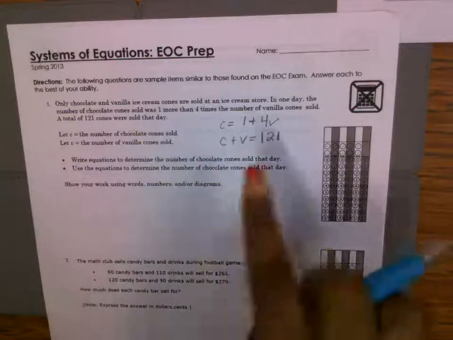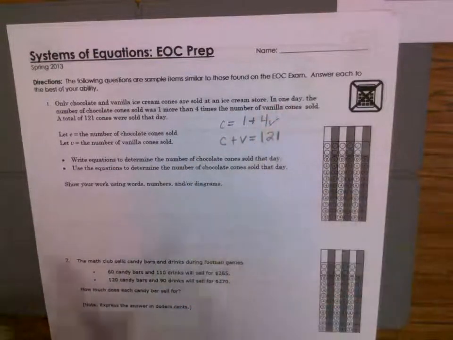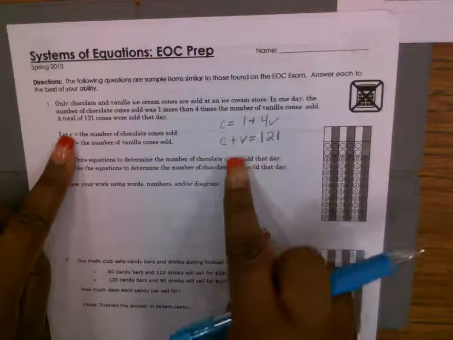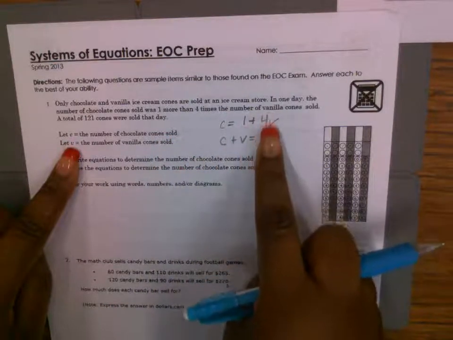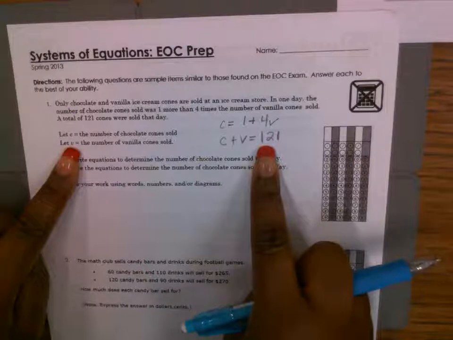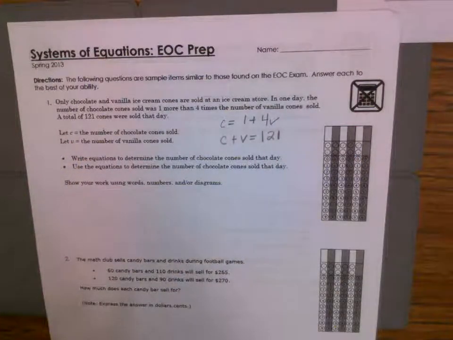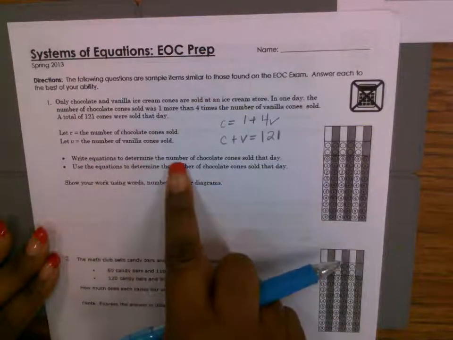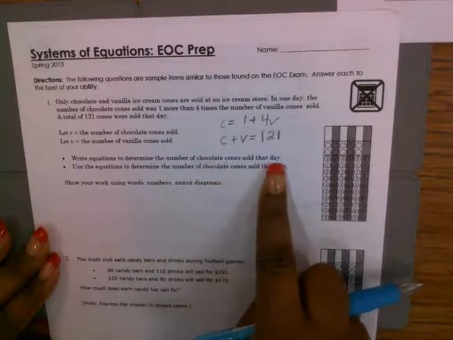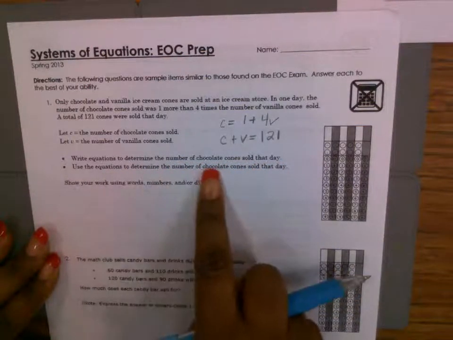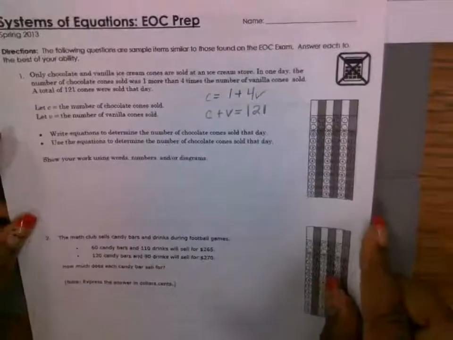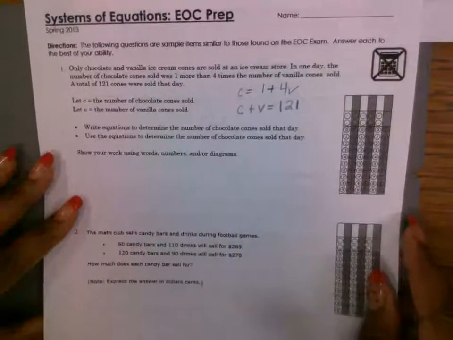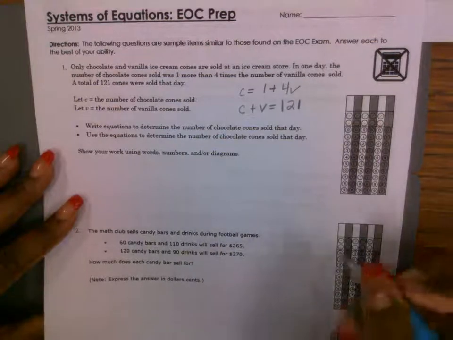So this is your system of equations, where your C has the same meaning in both equations, which is the number of chocolate cones sold, and your V has the same meaning in both equations, that is the number of vanilla cones that are sold. Okay, so we can choose whatever method we want to solve this system. It says write the equations, and we did that, then use the equations to determine the number of chocolate cones sold that day. So we want to solve for C to figure out what C is. So we're going to use the substitution method.